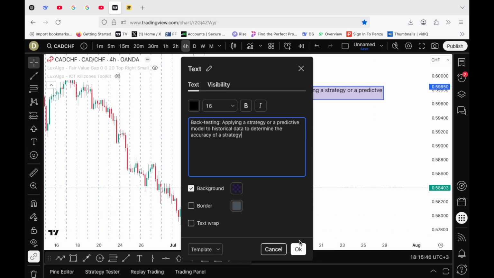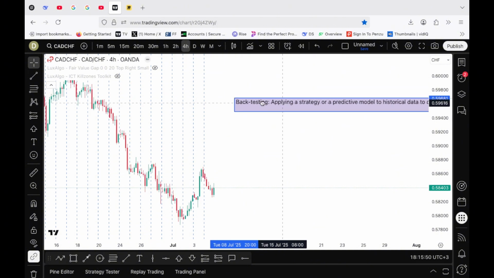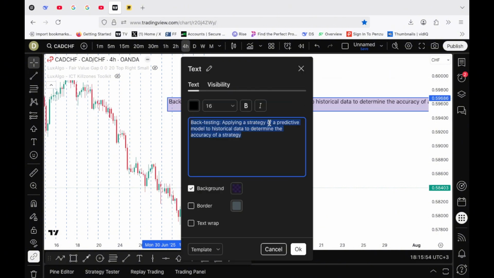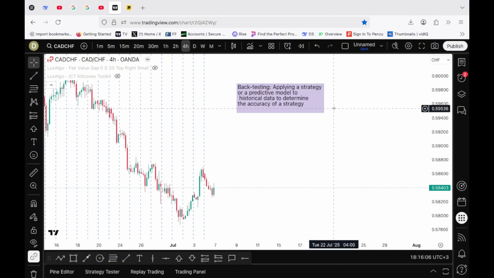Now I'll explain why I'm typing this whole thing here. If that is the definition of backtesting, let me just compress it so that you can see the whole thing here in the same place. So this is the definition of backtesting. Most of us, when we are backtesting, are actually wrong because we don't have defined rules. Backtesting is applying a strategy or a predictive model to historical data to determine the accuracy.